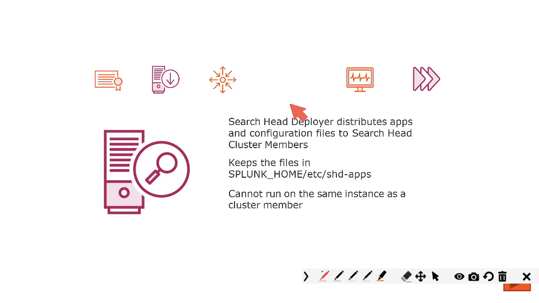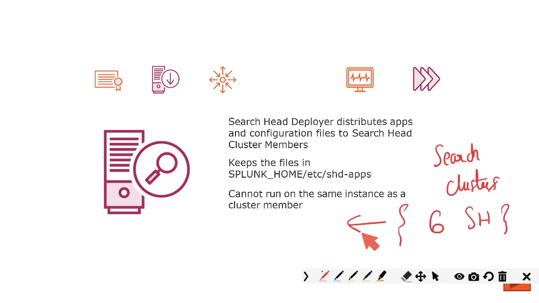Then what we have is the search head deployer. Apart from the indexer cluster, we also have a search cluster. Depending on how many search jobs can be run concurrently, you might have, let's say, 6 instances of the search heads, and these instances will be managed by what we call the search head deployer. Whatever changes we make to the search head deployer, it again manages all the configuration files on the various instances of the search heads. You can understand it like this.